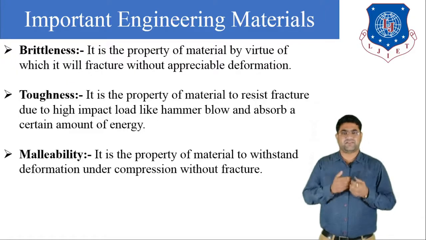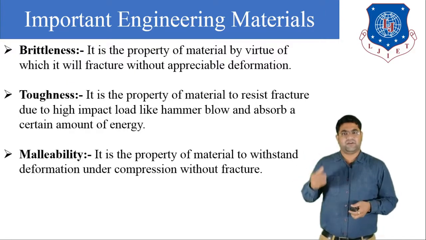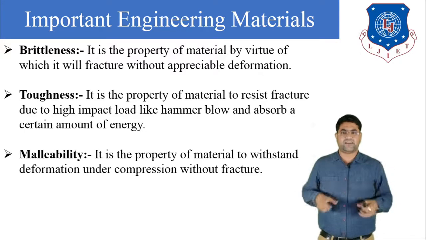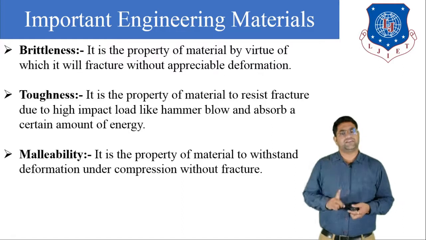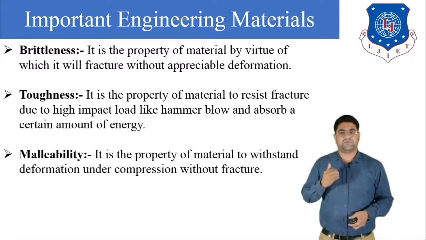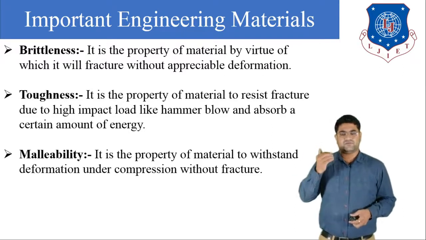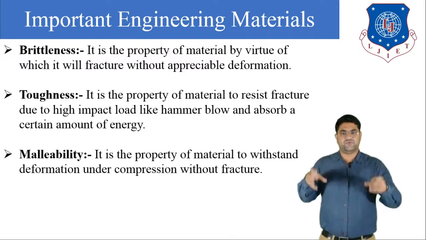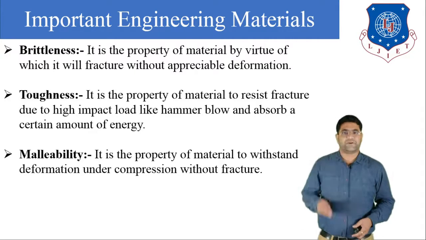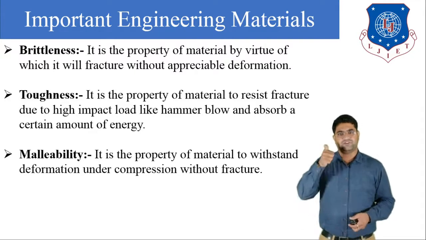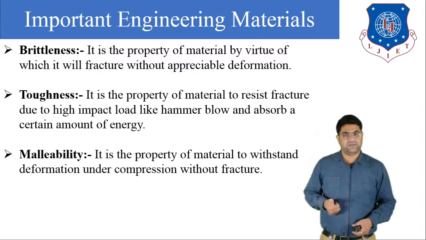Let us take an example of aluminium. Aluminium has high malleability, so we can convert the blooms of aluminium into thin rolled sheets. So we can say that malleability is the property of the material through which we can convert blooms and billets into thin rolled sheets by applying compression load. So aluminum has higher malleability.